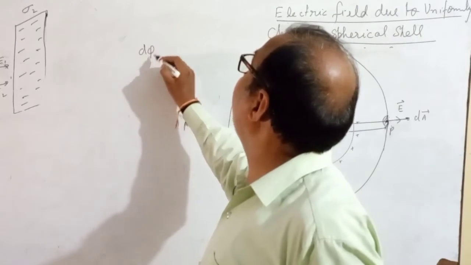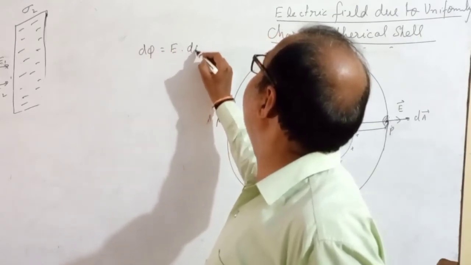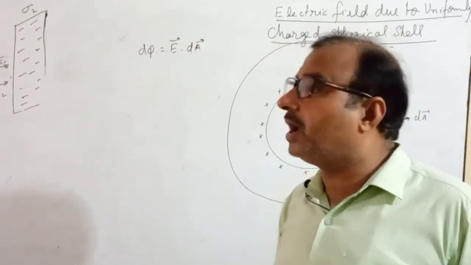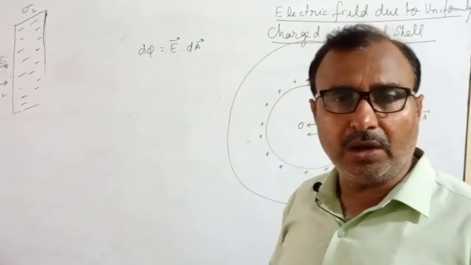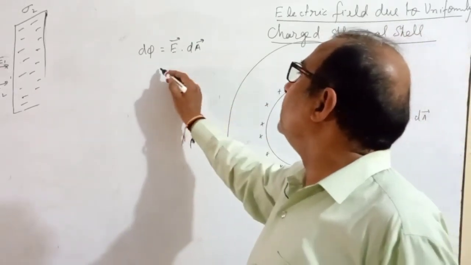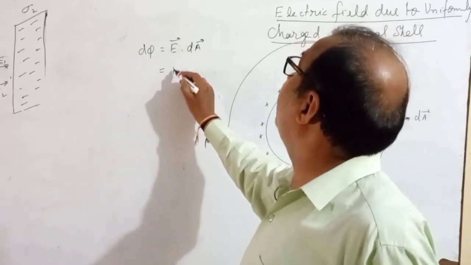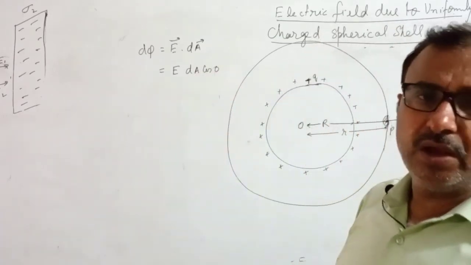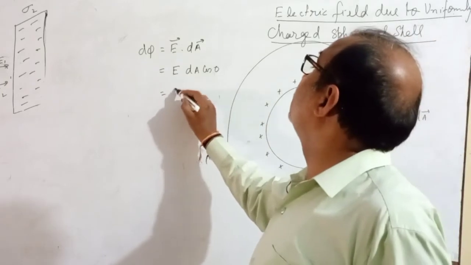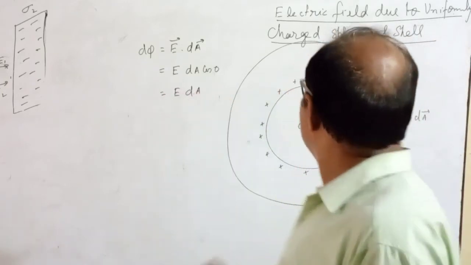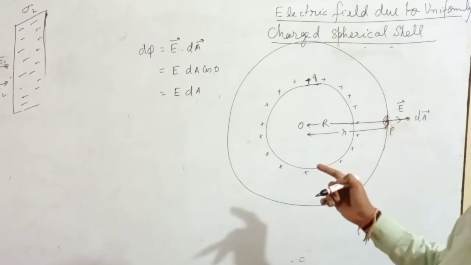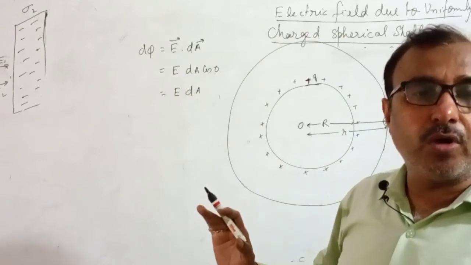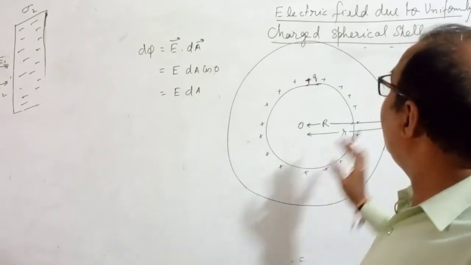If we find out electric flux, then d phi equals E dot dA. Again and again, this is the formula for electric flux. I think till now it is a very common thing for you all. E dot dA can be written as E dA cos 0. Cos 0 equals 1, so d phi equals E dA. This is the electric flux passing through this small area. But you want to find out the electric flux passing through the whole Gaussian surface.